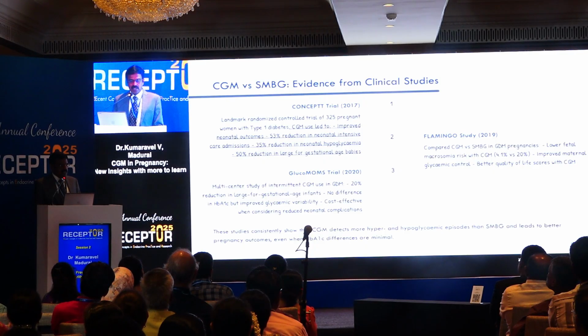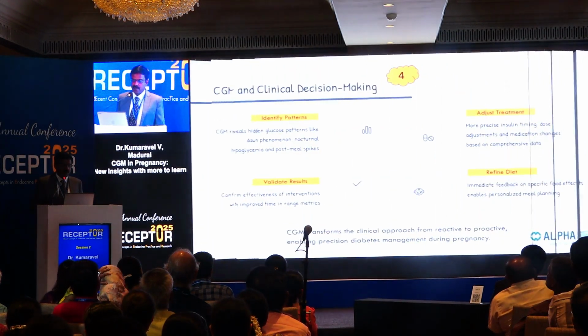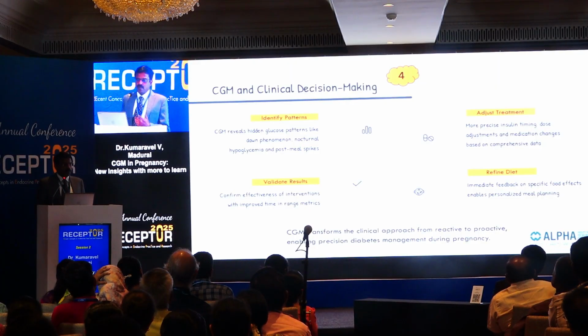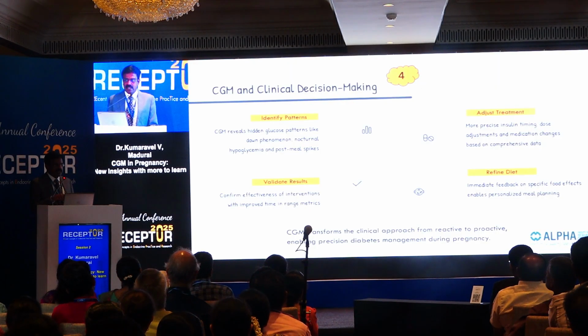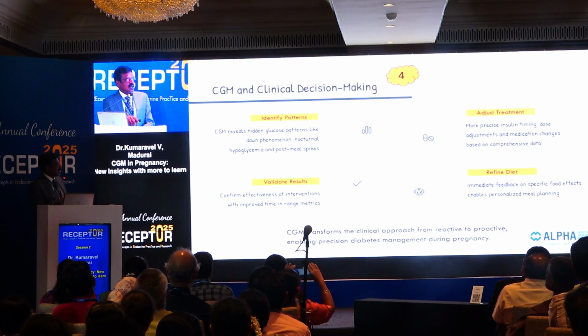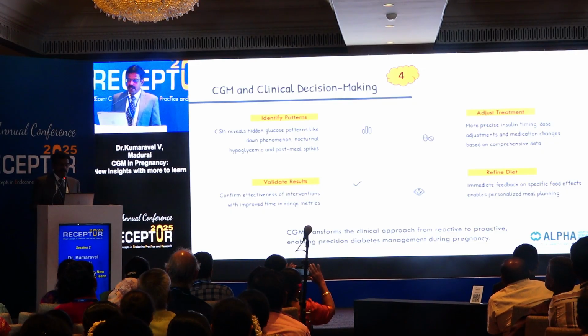I think this CGM will play an important role, especially when there's a disparity between your blood glucose and your fetal growth. I feel every mother should be suggested this continuous glucose monitoring. So the data you have from CGM, you are able to identify the pattern, whether it is increasing, decreasing, whether it is nocturnal hypoglycemia. You are able to validate the result and you are able to adjust the treatments. And many times you are able to refine the diet.